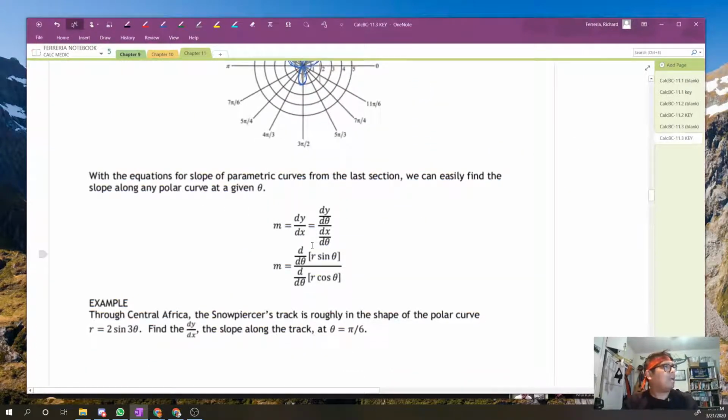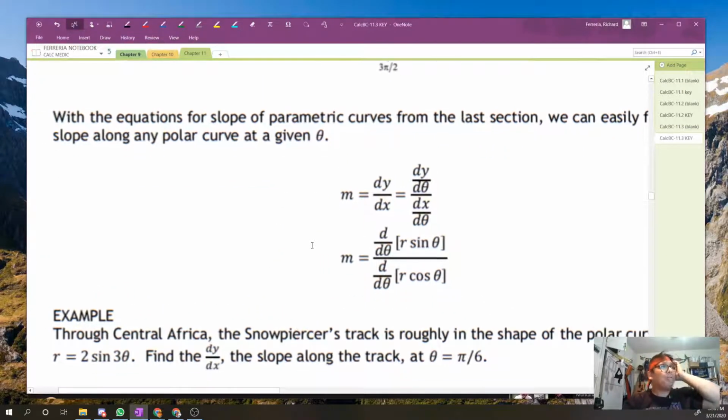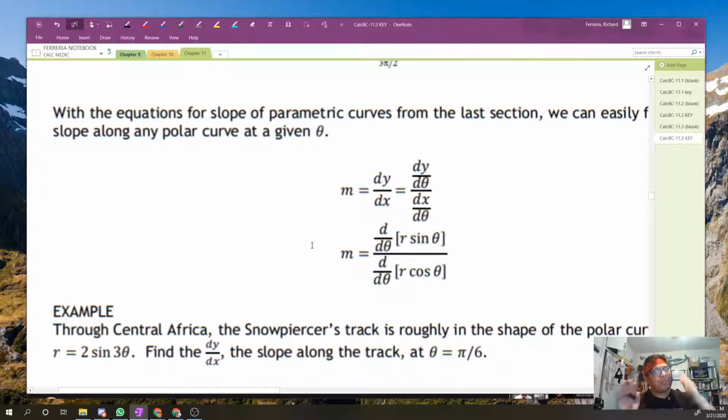Okay. Last thing we're going to go over is a little bit of calculus. So we've got the slope, and this is really exactly the same thing that you would have done with parametric curves. It's just dy/d theta over dx/d theta. But it just so happens that the y-coordinate is r sine theta, which is why you see that r sine theta in the formula here. And the x-coordinate is r cosine theta, which is why you see r cosine theta in the denominator.